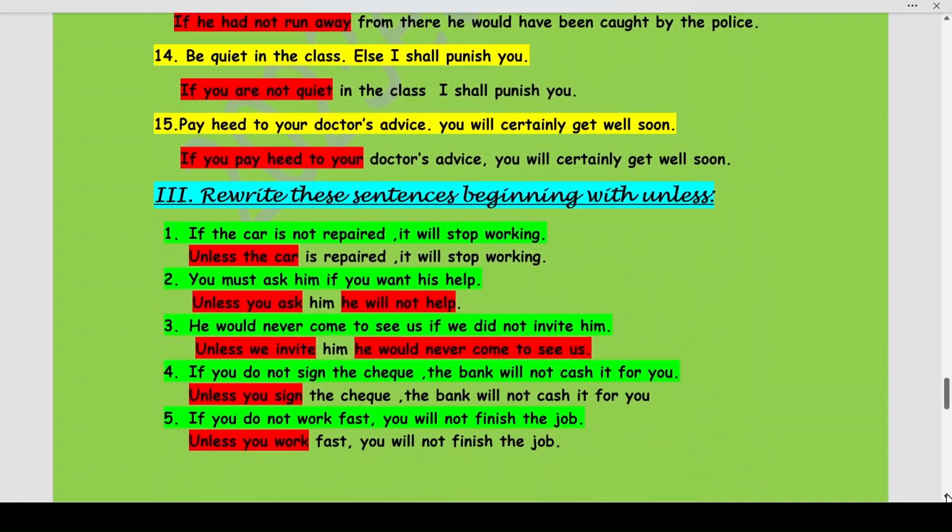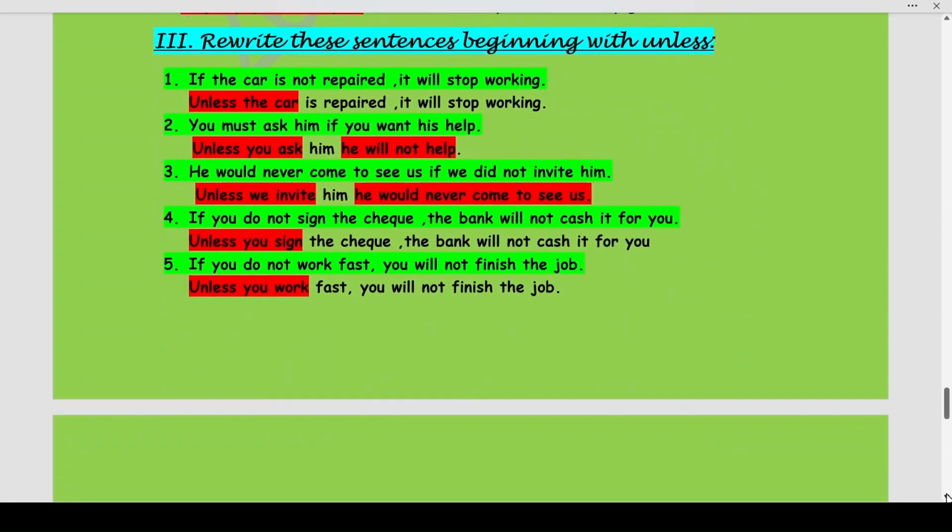Now, third part, we write these sentences beginning with unless. If the car is not repaired, it will stop working. So, depending on this, we have to write these sentences beginning with unless. So, unless the car is repaired, it will stop working. This is the condition. We are studying conditional sentences. So, what is the condition? That unless the car is repaired, it will stop working.